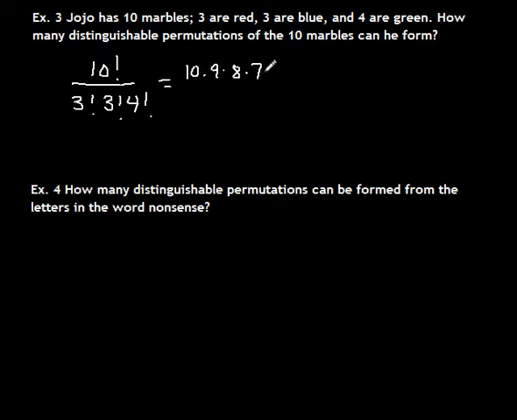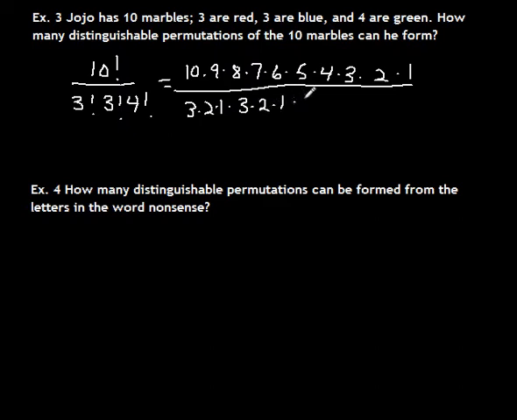10, 9, 8, 7, 6, 5, 4, 3, 2, 1, over, I'll just do this first one out longhand, 3 times 2 times 1, times 3 times 2 times 1, times 4 times 3 times 2 times 1. And of course we can cross out the like ones, so this would cross out the 6, this could cross out with the 9, this could cross out with the 8, and so we would just multiply across the top. 4 times 3 times, this should have been 4. 3 times 4 times 7 times 5 would give us 4,200 different combinations.